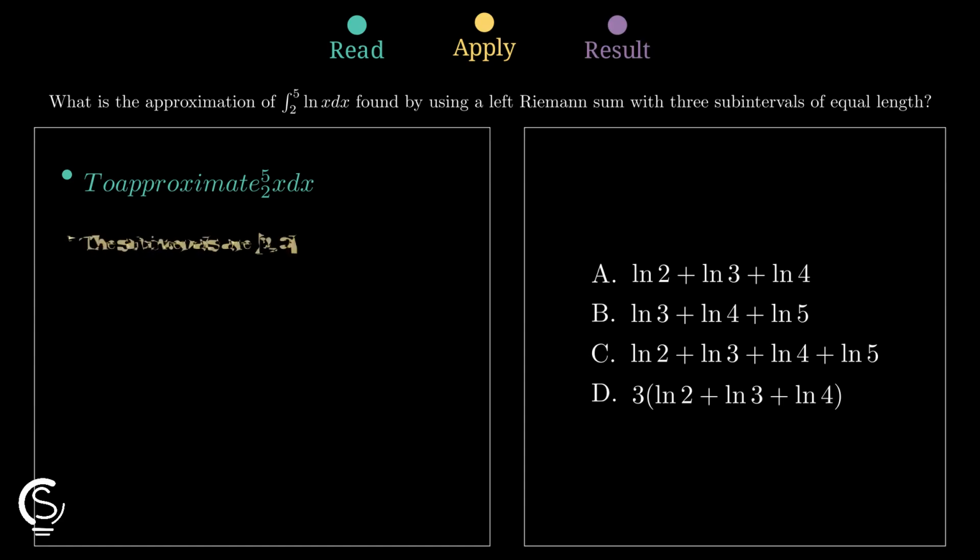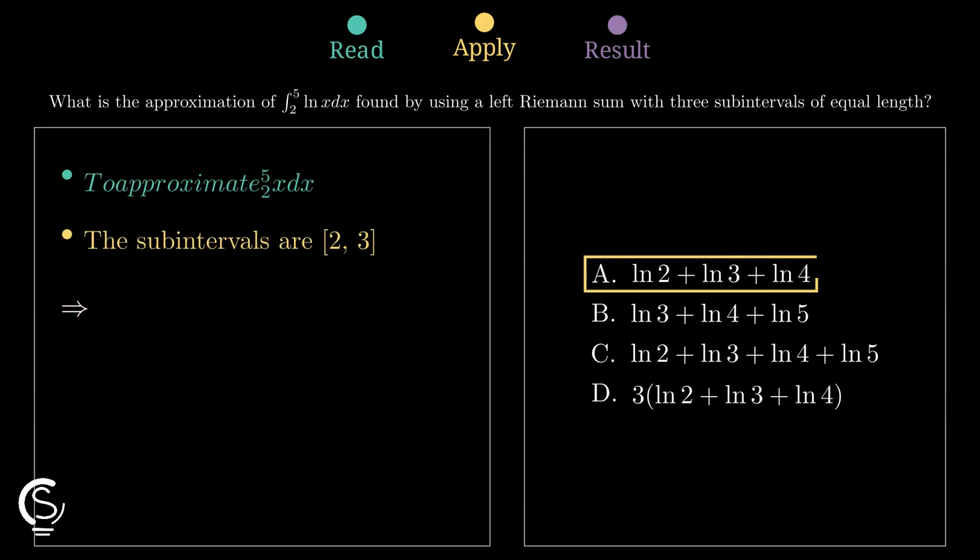Finally, use left endpoints 2, 3, and 4. Multiplying these natural logs by the width of 1 gives option A. Boom!